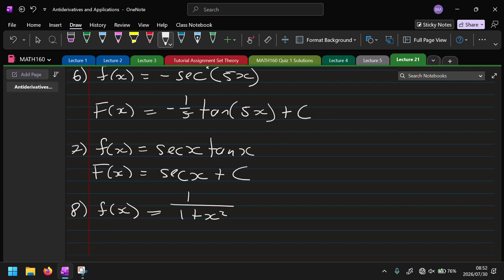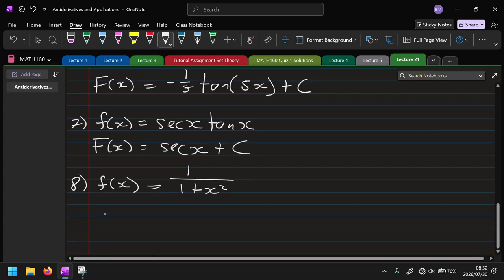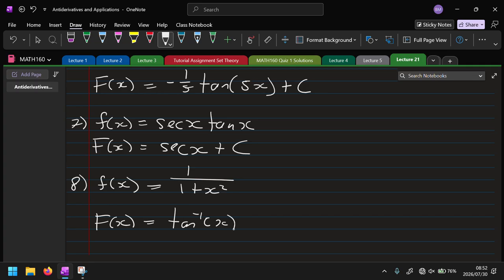Tan inverse. Yeah. So tan inverse of x, or if you want to write arctan of x, either way, same thing. And again, plus c. Okay, so please remember your inverse trig derivatives. So the arctan, arccos, arcsine, arcsec, arccot, all of those ones, that should be in your table already.